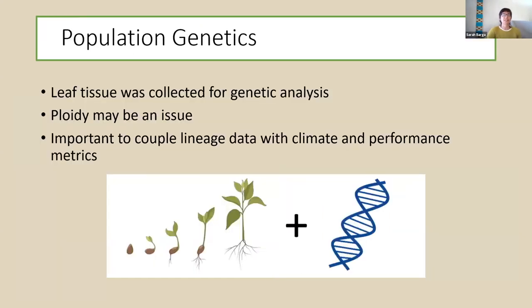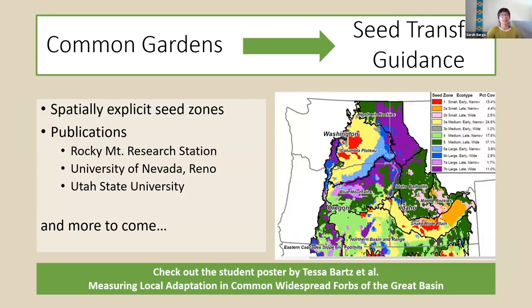We also collected leaf tissue along with the seeds in order to perform genetic analysis, and this will allow us to determine whether ploidy will be an issue for these species and will need to be considered in our seed transfer guidance, as well as allowing us to couple lineage data with climate and performance. And so all of this information is going to go into seed transfer guidance to be used by resource managers. And this will include spatially explicit seed zones, like those shown here on the right for bluebunch wheatgrass by St. Clair et al., as well as multiple publications from the Rocky Mountain Research Station, the Leger Lab at the University of Nevada, Reno, and the Kulmatiski Lab at Utah State University.